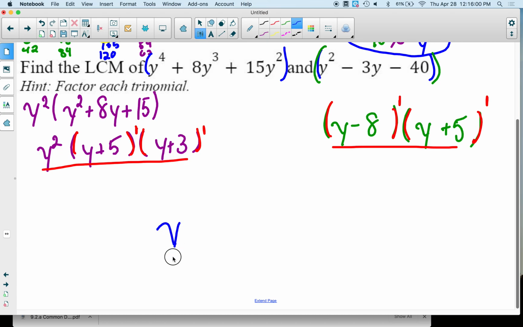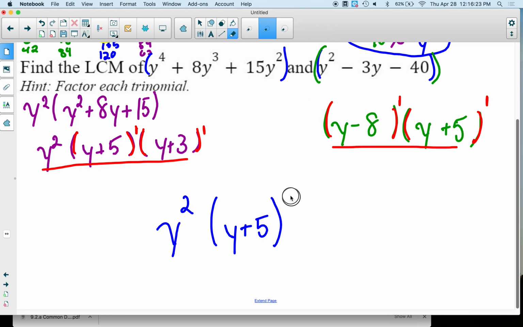We need a y squared. We need a y plus 5 to the first power. Because that shows up in both, and the power is 1, we just write it once. We don't have a square up here, so we just write it once. Because this is the least common multiple. If we had an exponent here of 2, that would still be a common multiple, but it wouldn't be the least common multiple. Okay, and then y plus 3 to the first, we see that over here.